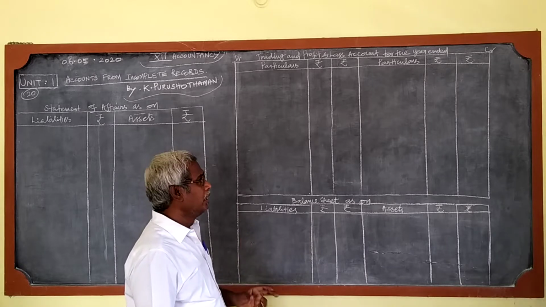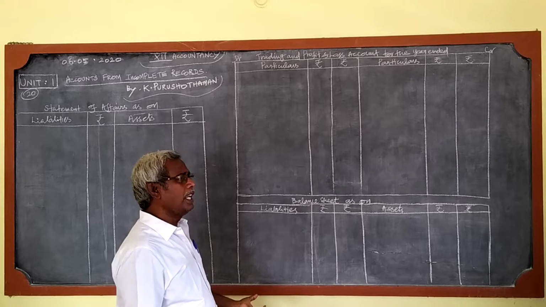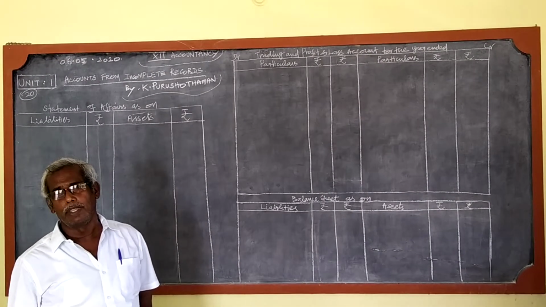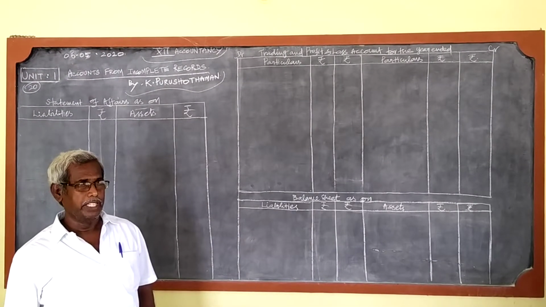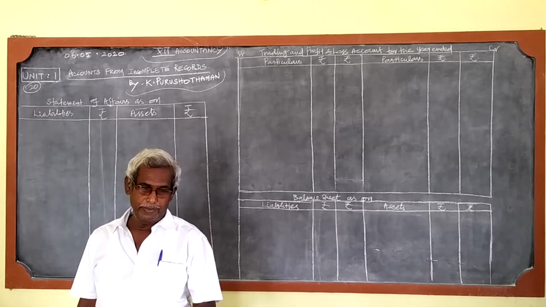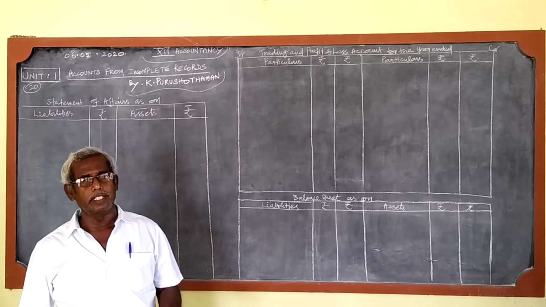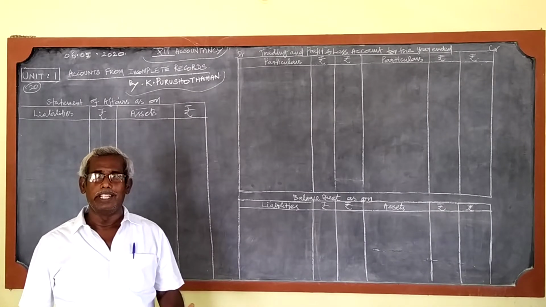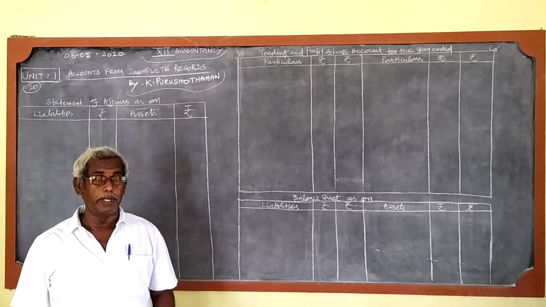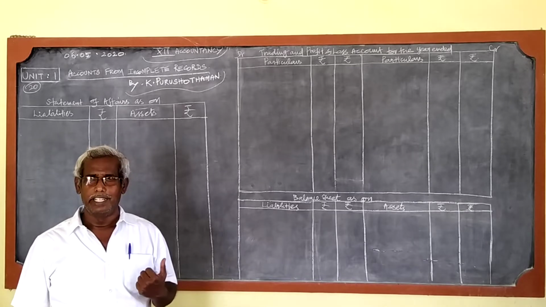Though the question is asked to prepare final accounts, or trading, profit and loss account and the balance sheet, we must prepare some other accounts also to support it. So in that case, what are the other accounts to be prepared? Number 1, total debtors account. Why? To know either the credit sales or the debtors at the end of the year. That is the first part. Second one, total creditors account. This total creditors account is prepared why? To know the credit purchase and the creditors available at the end of the year. So these two are prepared to know the credit sales, credit purchase, debtors at the end of the year, creditors at the end of the year.